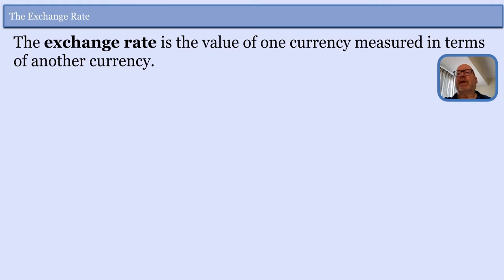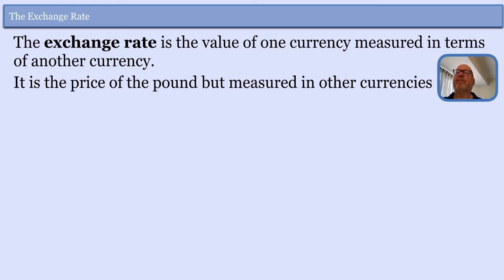And so effectively, what we would argue is that an exchange rate is the value of one currency, let's say a pound, but it's measured in terms of another currency. So it's another currency like a yen or a dollar or a euro. So it's measured in other currencies.